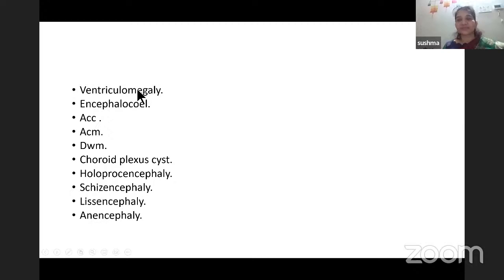One is ventriculomegaly, encephalocele, agenesis of corpus callosum, Arnold-Chiari malformation, Dandy-Walker malformation, choroid plexus cyst, holoprosencephaly, schizencephaly, lissencephaly, and anencephaly. Some of these are very familiar to us, like choroid plexus cyst, anencephaly, Arnold-Chiari, and ventriculomegaly. But some of these we are not very familiar with. So when I show you the image, please make a guess.